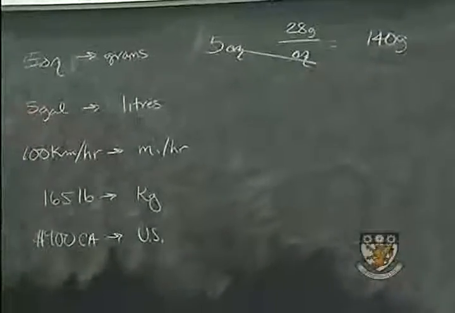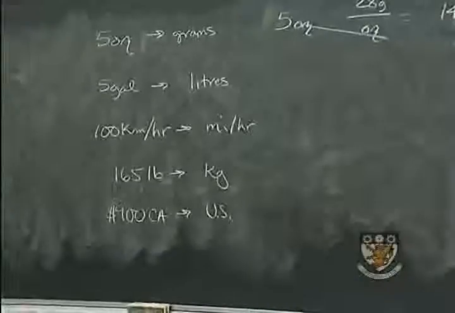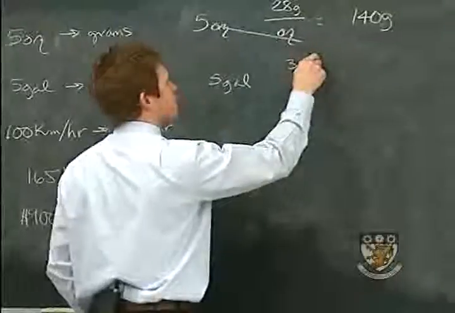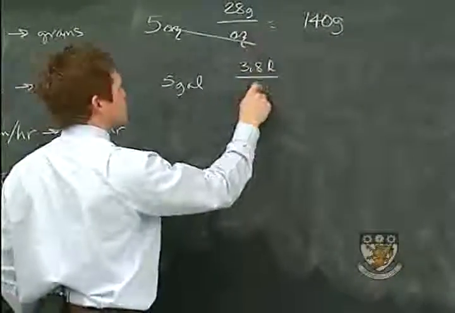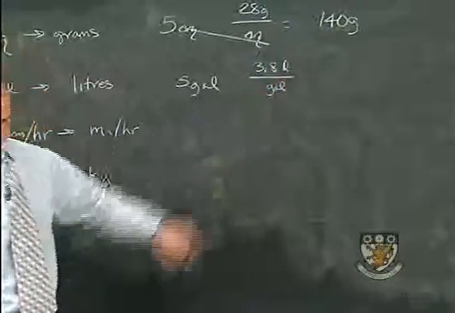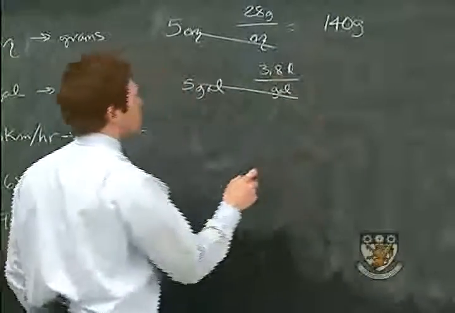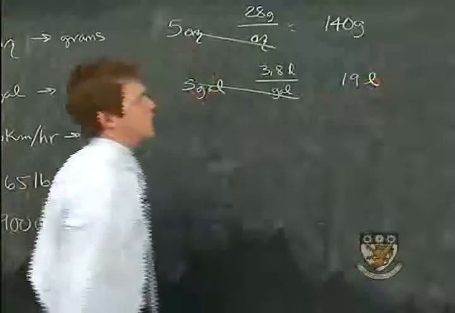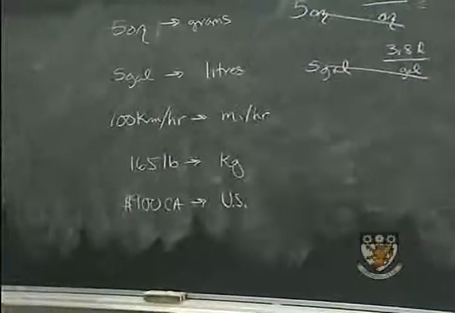Now let's look at gallons to liters. 5 gallons of milk, gas, whatever you want to look at. The conversion here is 3.8 liters for every 1 gallon. We want to end up with liters. That's in the numerator. We want to get rid of gallons, denominator. The gallons go away, and we end up with 3.8 times 5, which ends up being 19 liters. So 5 gallons is the equivalent of 19 liters.